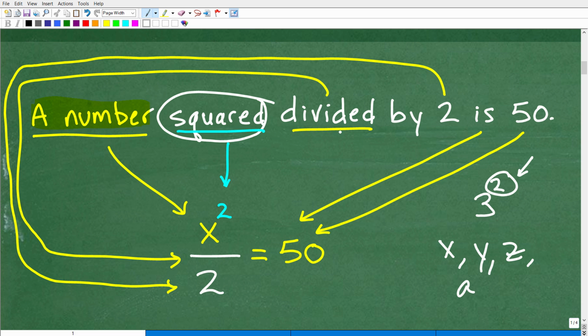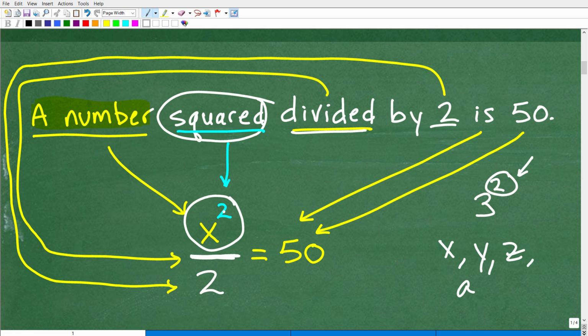Now we have divided by. You can see I'm going around way over here because I don't want to make this too messy. I want to bring this little line to point to this little division symbol. This is a fraction bar, but it means division, divided by. So a number squared is this thing, and it's going to be divided by, so I'm going to put that little division bar right there. Divided by what? Divided by 2. Okay, so that's why I got a 2 there.